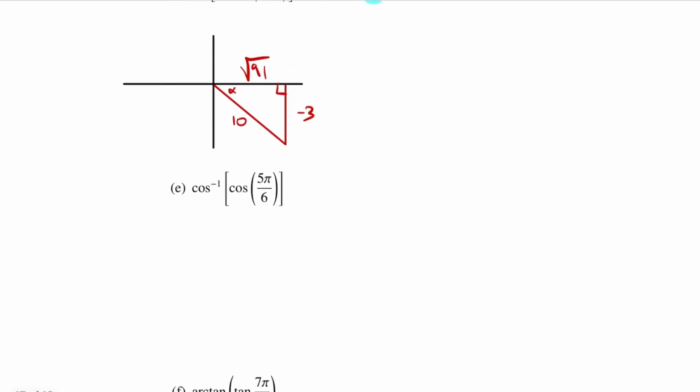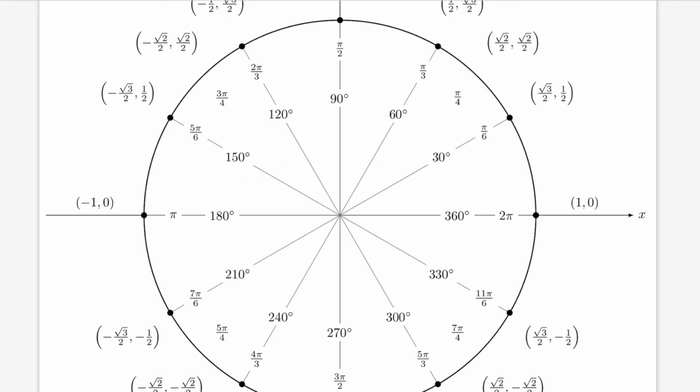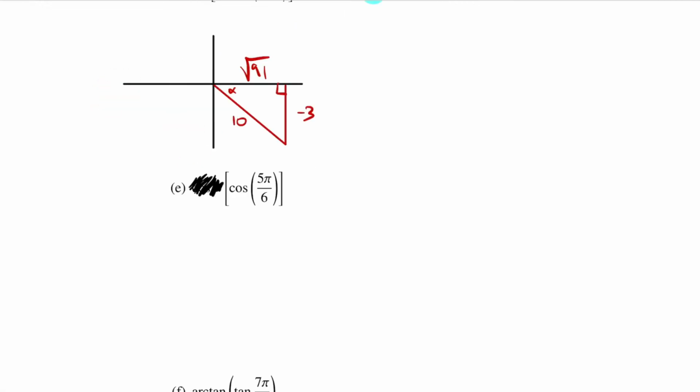All right, let's look at this one. Same thing, let's work from the inside out, so ignore the outside function. This time we're looking for the cosine of 5/6 pi. Notice there's no inverse, so this is just a unit circle problem. Locate 5/6 pi and find the cosine value. 5/6 pi is here. The cosine is negative radical 3 over 2. So negative radical 3 over 2.